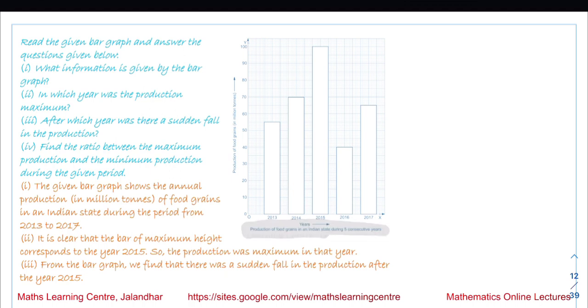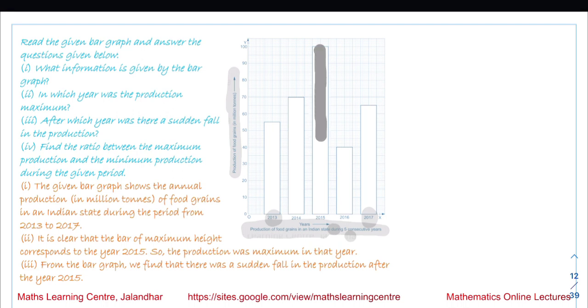On the x-axis, years are given: production of food grain in Indian states during 5 consecutive years. On the y-axis, we have production of food grain in million tons. This bar graph gives information about the production of food grain in Indian states during 5 consecutive years, from 2013 to 2017.